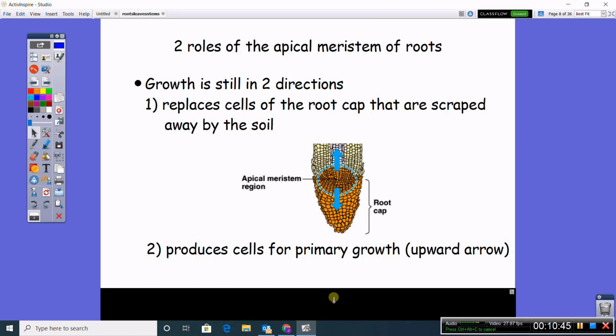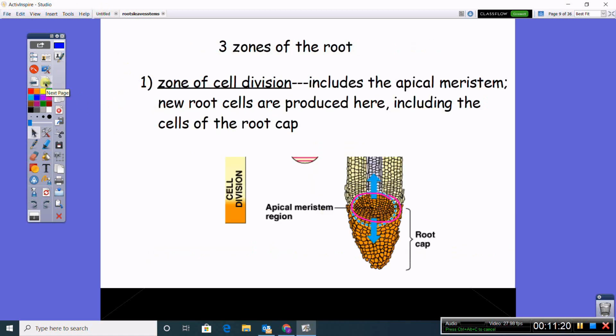And then you also have, it produces cells for primary growth. So we have two arrows here. The downward pointing arrow is that we're using this meristem to replace the cells that we lost here that may be sloughed off. The cells that get pushed upward are what is really elongating this root here. So that's why we have growth in two directions, because the top one is allowing for growth, the bottom one is allowing for replacement of cells that have come off. Okay, so we have three zones of the root.